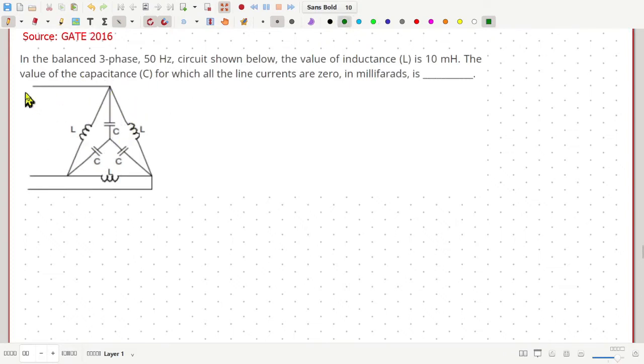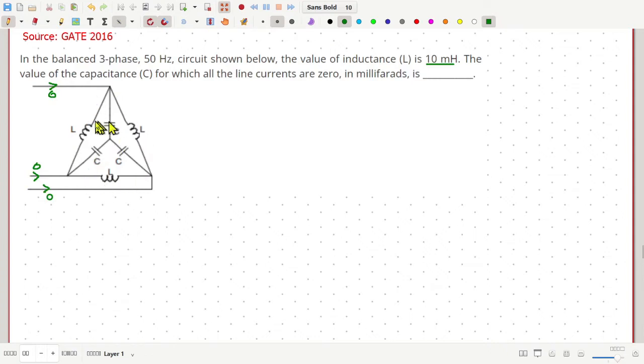Here we have a balanced three-phase supply, and we also have a three-phase balanced loading. Three inductors are connected in the form of a delta and three capacitors are connected in the form of a star. The value of the inductance is given here, 10 millihenry. We have to find the value of the capacitance, for which these line currents will all become zero.